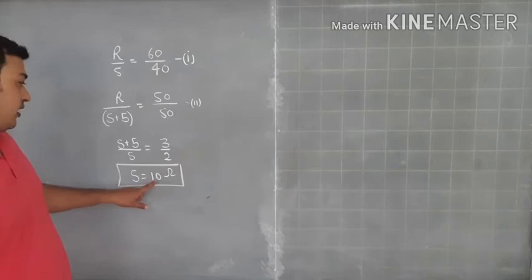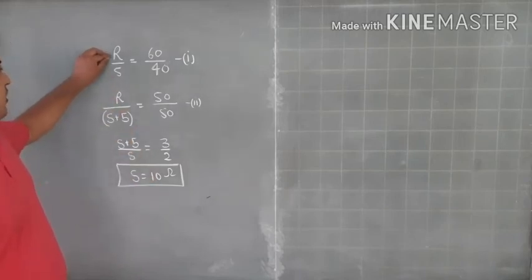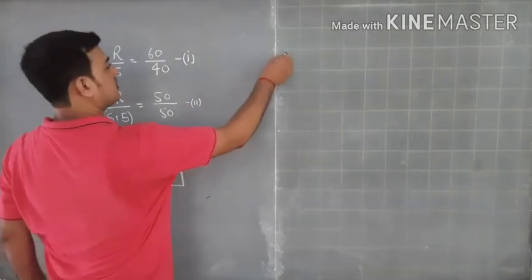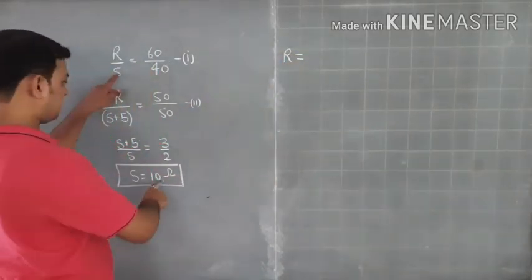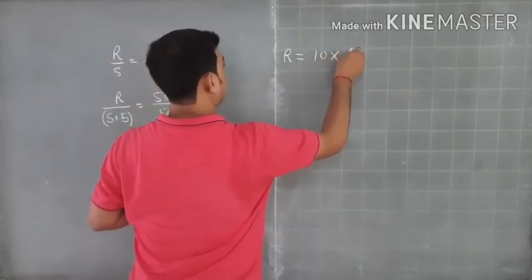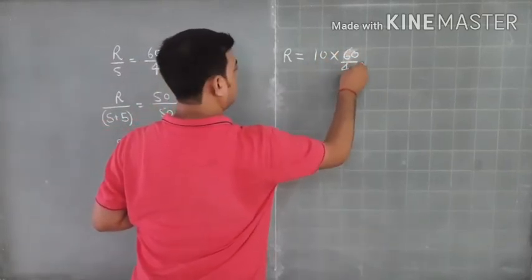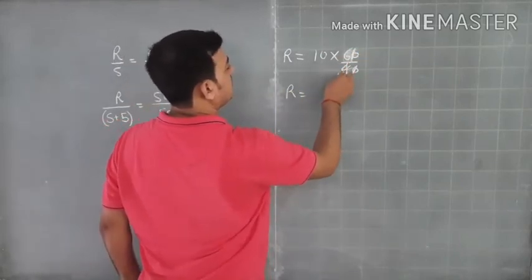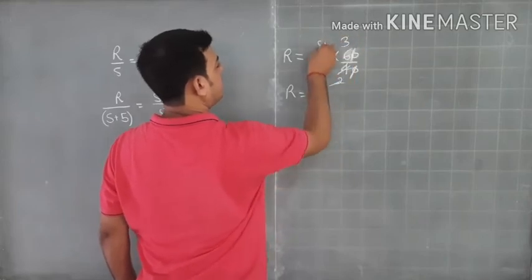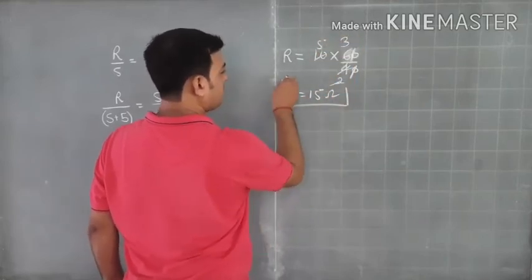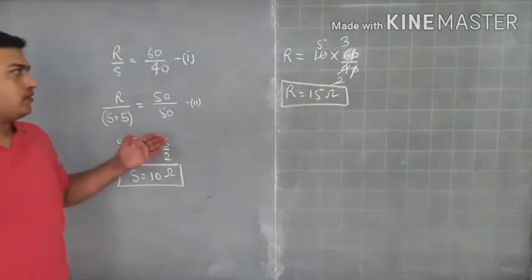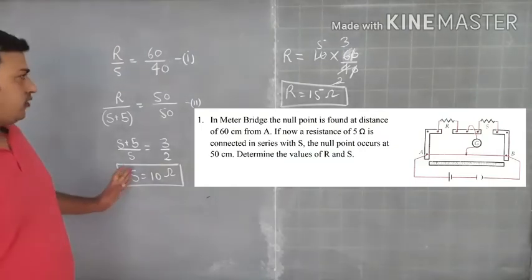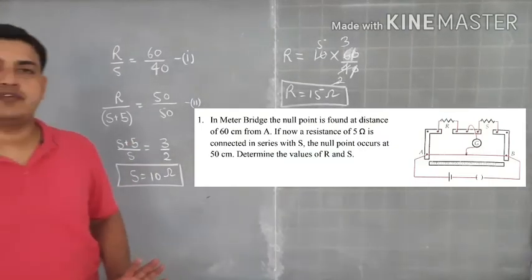Now since the value of S is known to me, I can find out the value of R. So I will put this value of S in equation number 1, and R equals S, that is 10, multiplied by 60 by 40, and if we simplify it, this is going to be 15. So this is the solution of this question, and the values of R and S are 15 ohm and 10 ohm respectively.